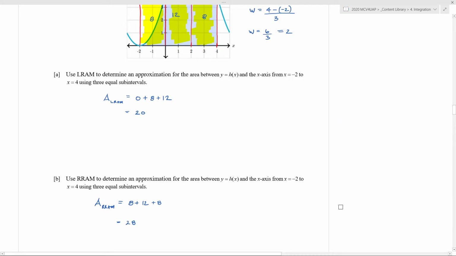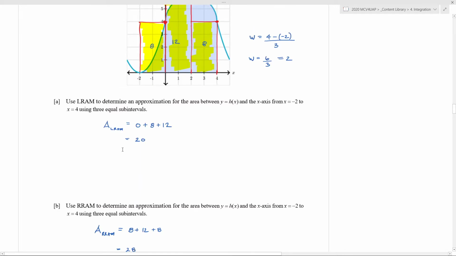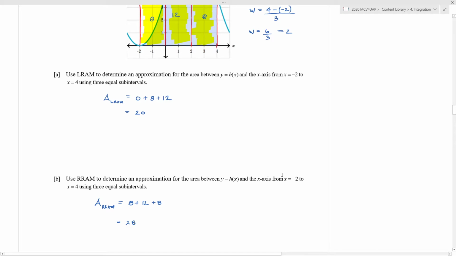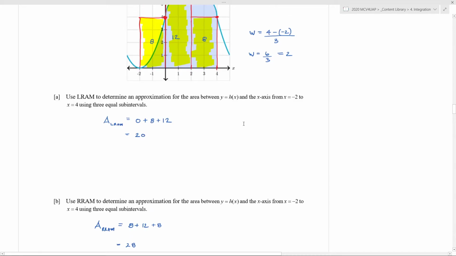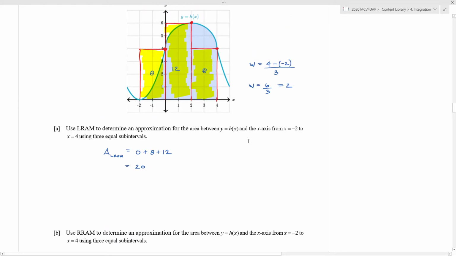And you can see there's quite a bit of difference between the left rectangular approximation and the right rectangular approximation. Not sure which one is more accurate because I don't know what the exact area is, but I know that I could make those approximations better if I used more rectangles. That just means more work, but it would definitely make the approximation better. Any questions on that one?